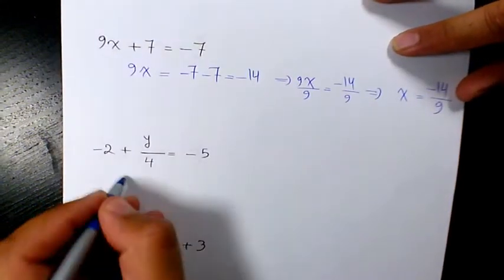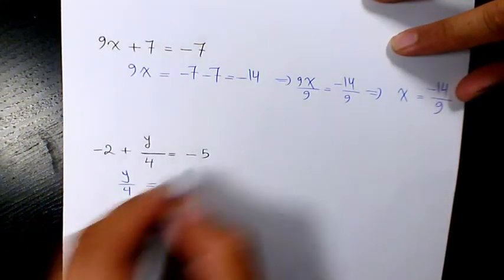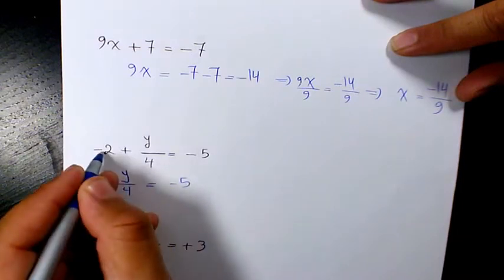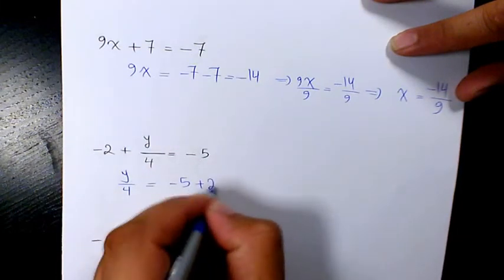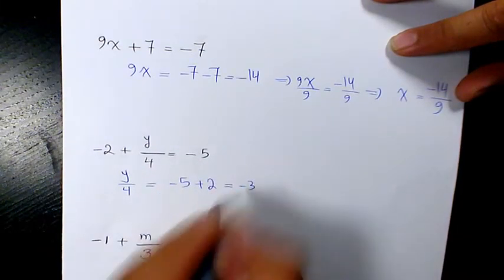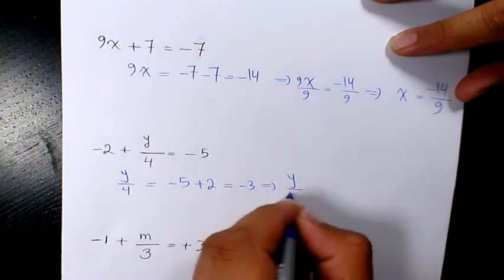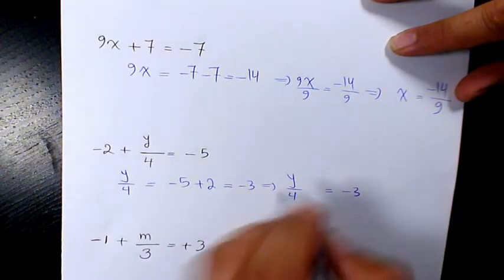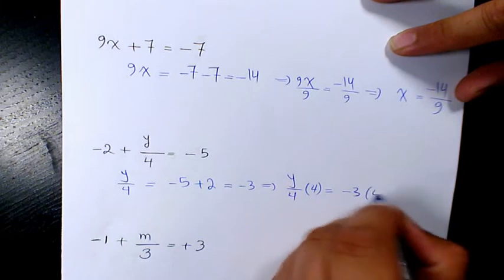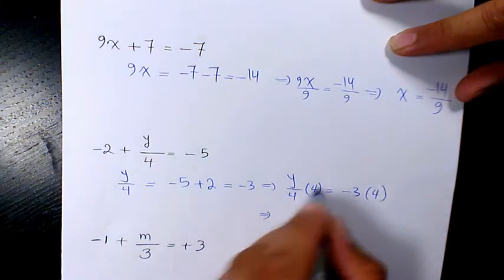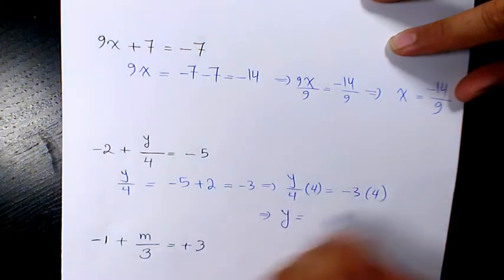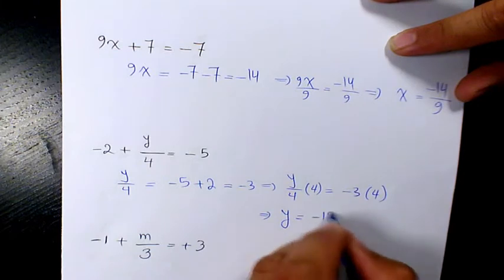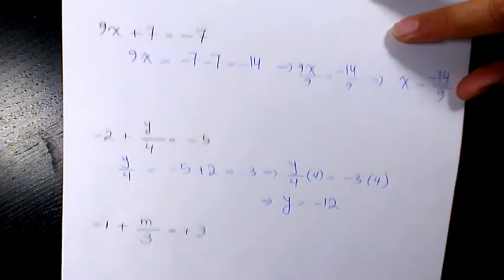So here I have y divided by 4 plus 2 equals negative 5. And I move 2 to the other side. So negative 5 minus 2 is going to be negative 7. So y divided by 4 equals negative 7. I need to multiply both sides by 4. So y times 4 divided by 4 is going to be y. Negative 7 times 4 is going to be negative 28. So y equals negative 28.